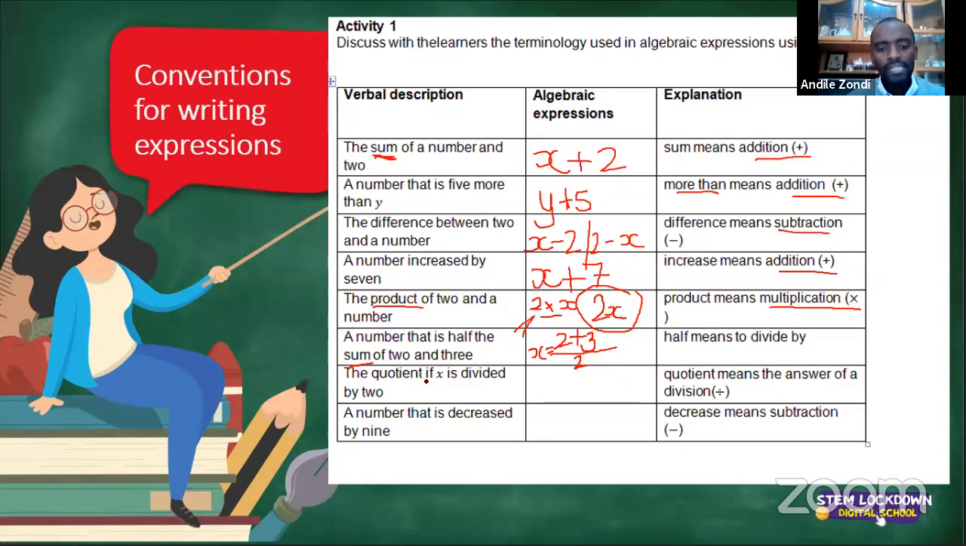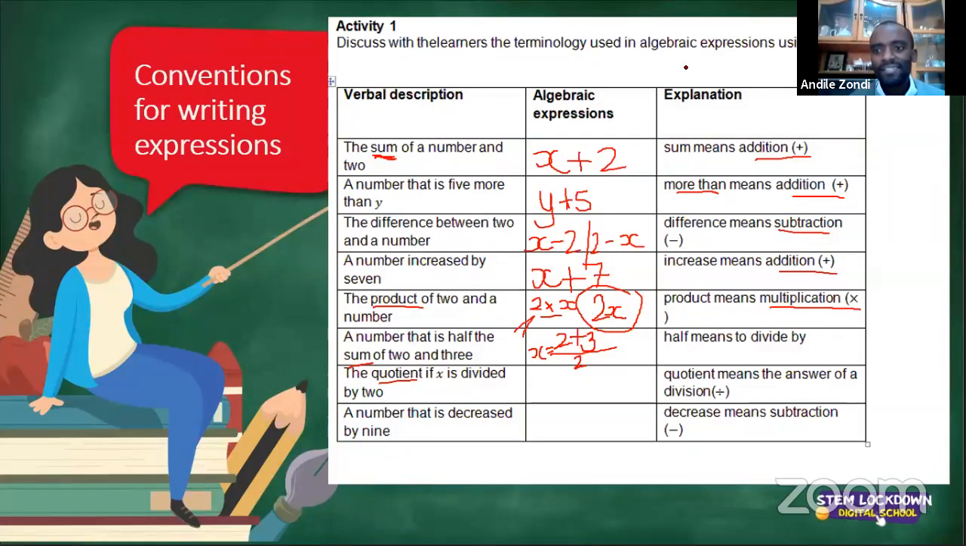The quotient. If X is divided by 2, right? Here, when they say quotient, they actually mean the answer of division is a quotient. So when you divide and you get the answer, that is a quotient, right? So what is your answer here, right?